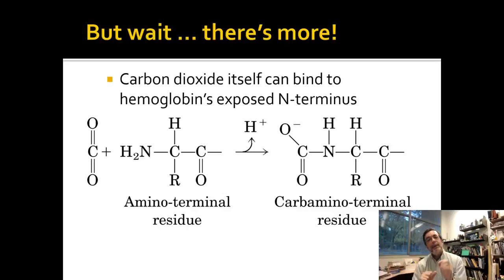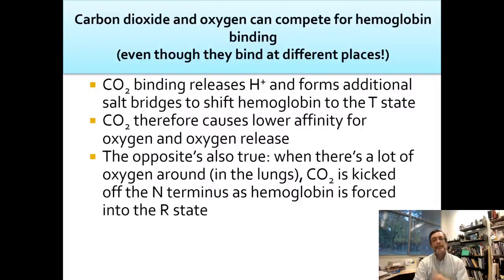Look at this. Oxygen and CO2 are sort of opposites in respiration, right? You breathe in oxygen, you breathe out CO2. Here's a case where it's sort of the opposite. If there's a lot of CO2 around, it means it needs more oxygen because it's doing more respiration. A lot of CO2 around means protons are released, means oxygen is also released. Very, very cool. So carbon dioxide and oxygen actually can compete for hemoglobin binding.